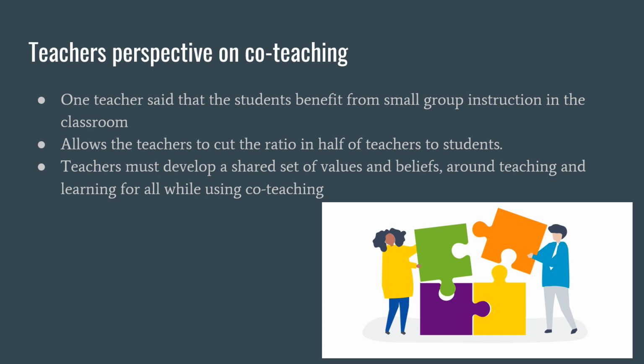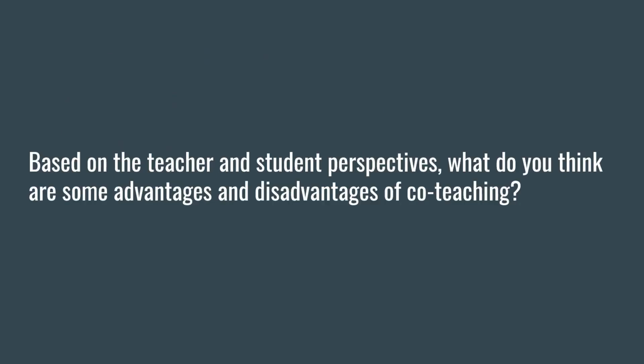Teachers also referred to co-teaching as a marriage, and it required effort, flexibility, and compromise for success. They also said personality played an important role in developing good co-teaching relationships. Teachers also need to be flexible during co-teaching and provide good feedback to each other. Based on what I have talked about so far about teachers and student perspectives on co-teaching, I encourage you to pause this video and think about some of the advantages and disadvantages of co-teaching.